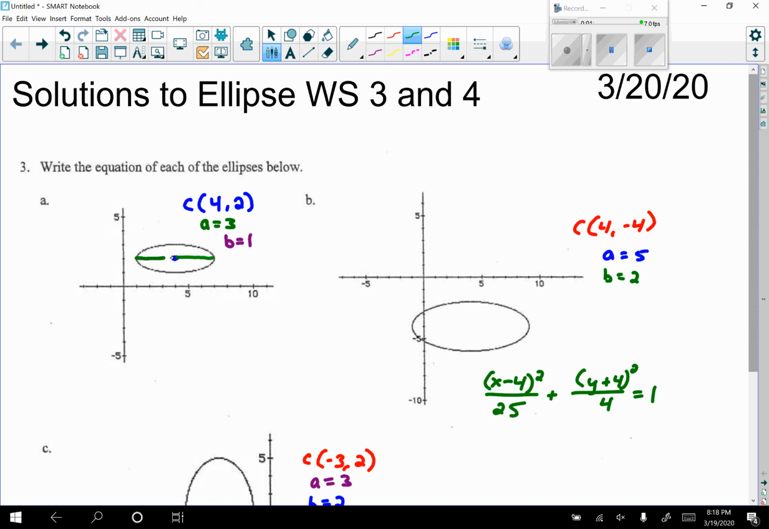Also, if we know the length of the major axis, we just cut it in half to find a. For b, I'm just counting up 1, or down 1. So b is 1, and a is 3, and then we can go ahead and write this out. The equation of an ellipse in h, k form is going to be the sum of two fractions, and it will always equal 1.